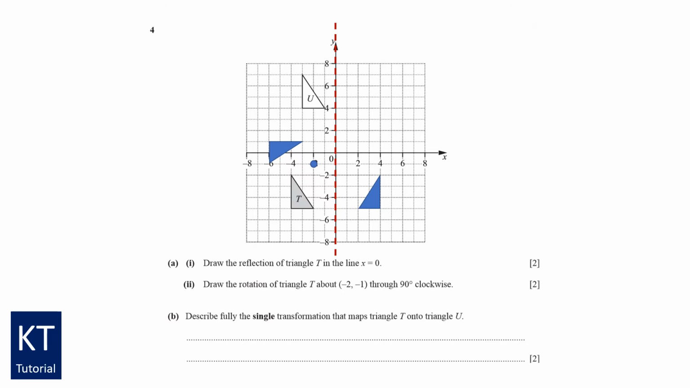Next, describe fully the single transformation that maps triangle T onto triangle U. It is a translation along the vector (1, 6).